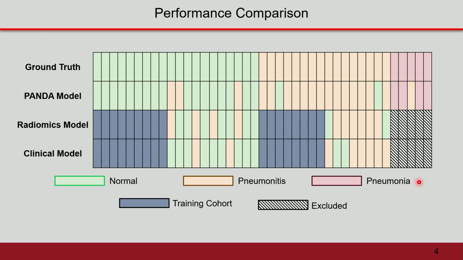And this is the class distribution for different models and also our ground truths. As you can see, both the radiomics and clinical models failed, so currently they are doing a random guess. They didn't manage to classify the pneumonitis from non-pneumonitis cases very well, but our Panda somehow managed to differentiate them well.